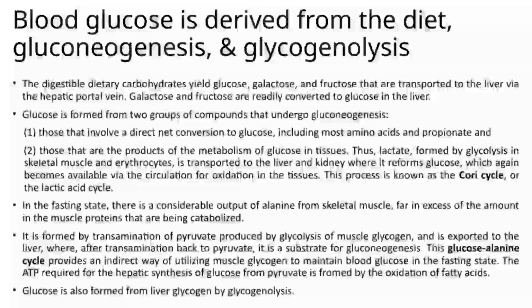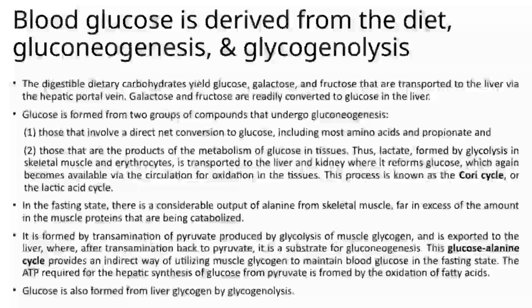especially during activity. During fasting, muscle tissue releases a significant amount of alanine, more than what is stored in muscle proteins. This alanine is produced by transamination of pyruvate, which itself comes from glycolysis of muscle glycogen. The alanine then travels to the liver, where it's transaminated back into pyruvate and used to produce glucose through gluconeogenesis. This process, called the glucose-alanine cycle, provides an indirect way for muscle glycogen to support blood glucose levels during fasting.